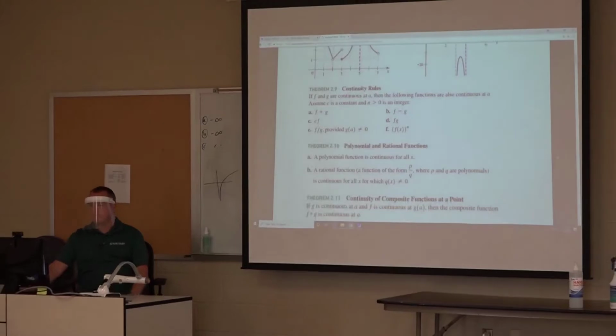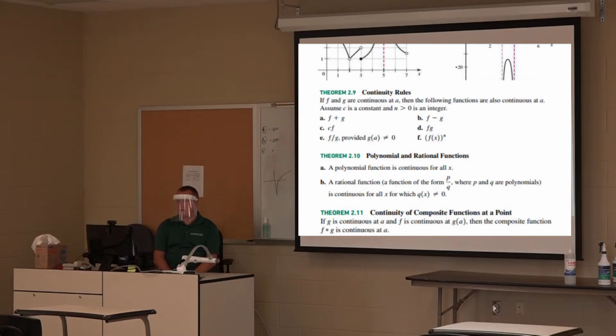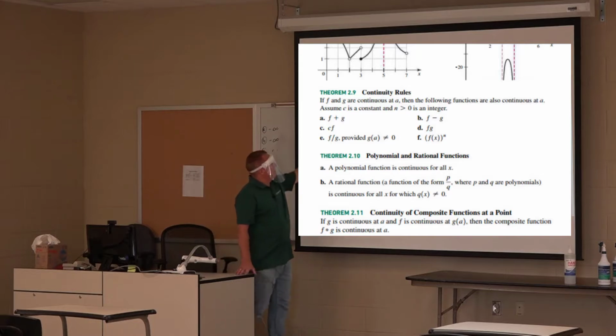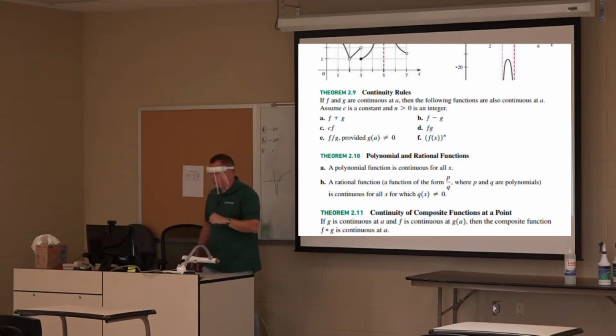Continuity rules. Okay? So if f and g are continuous at a, then the following functions are also continuous at a. Assume c is a constant and n is an integer greater than 0. Okay, so if you know that f and g are both continuous, if you add the two functions together, you get another function that is continuous. If you take a continuous function and multiply it by a constant, you get another continuous function. Same thing is true with subtraction and multiplication and division, provided that g at a does not equal 0. Okay, and then the same thing is true if you raise it to a power. All right, so any questions about that?